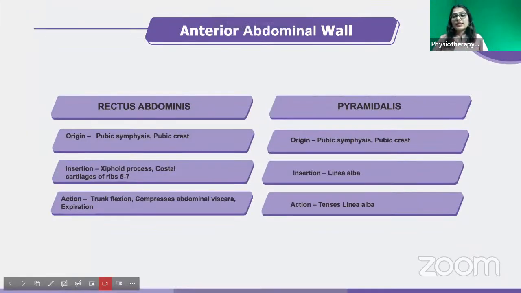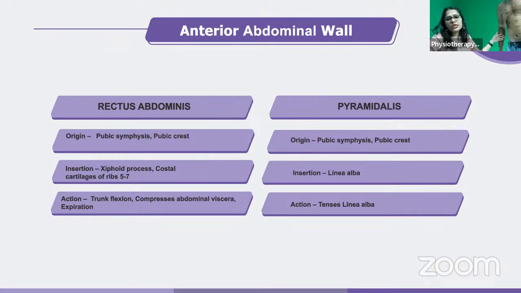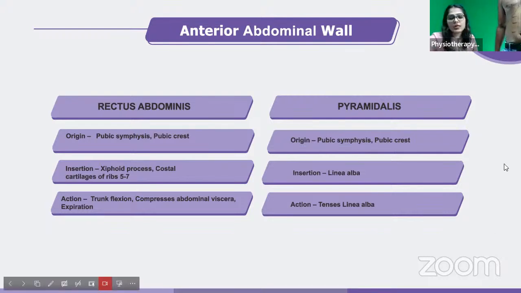So guys, coming to the next muscle, which is your pyramidalis. Pyramidalis also takes the origin from the pubic symphysis and pubic crest. And this gets inserted into again the linea alba, which I have shown here. It is a very, very short muscle which starts from your pubic symphysis and gets inserted into the linea alba over here itself. So when this contracts, it will not cause any movement because it is a very short muscle; it will only help in tensing the linea alba. So it will make the linea alba tight. Okay. So this is about the pyramidalis muscle.